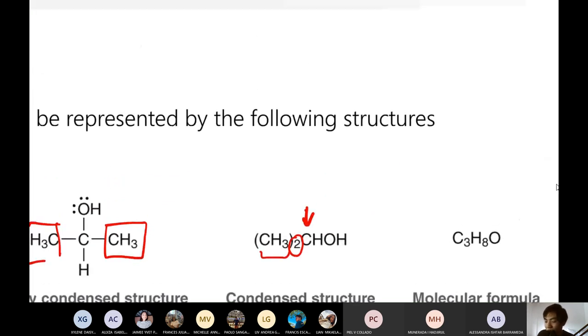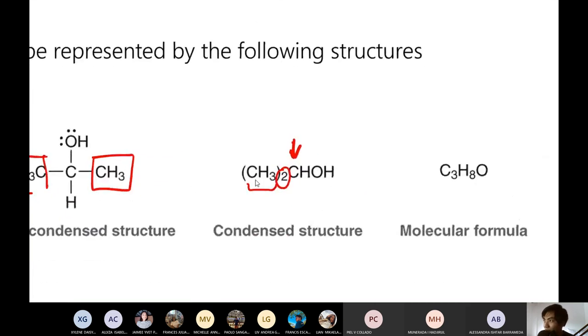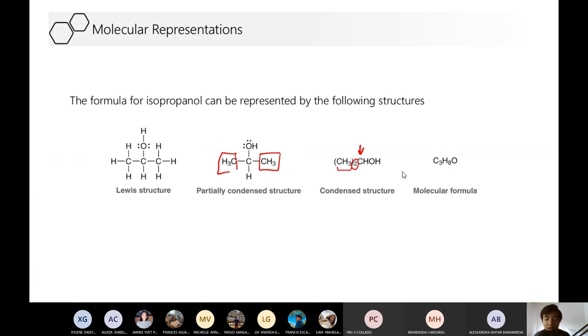And we can have the molecular formula, kung saan hindi natin pinapakita yung motif ng connectivity nila. Hindi natin pinapakita yung arrangement nila. Basta nilagay lang natin yung number of atoms. So that's molecular formula. Okay? So that's one way of representing molecules.